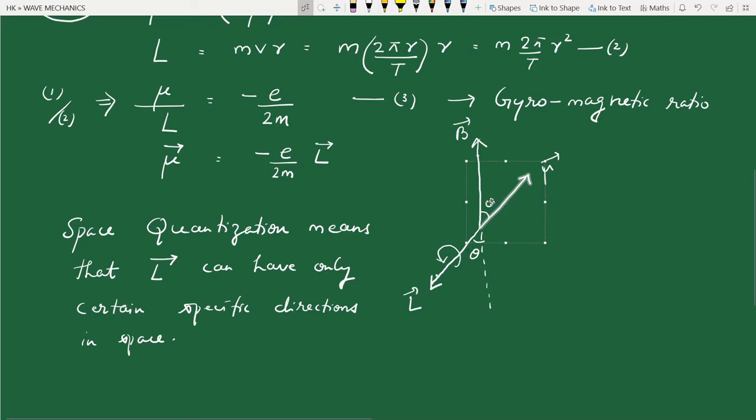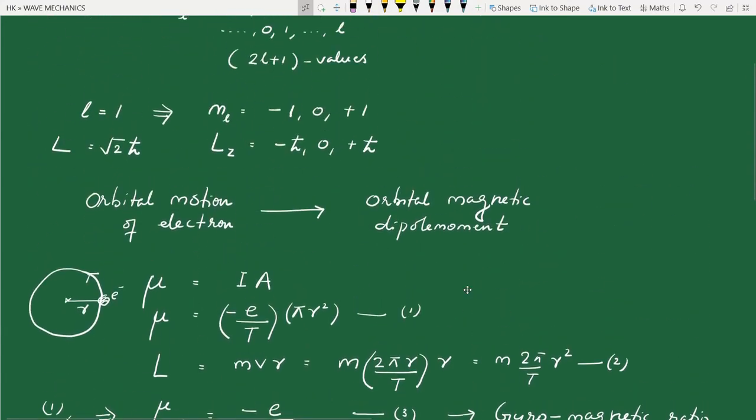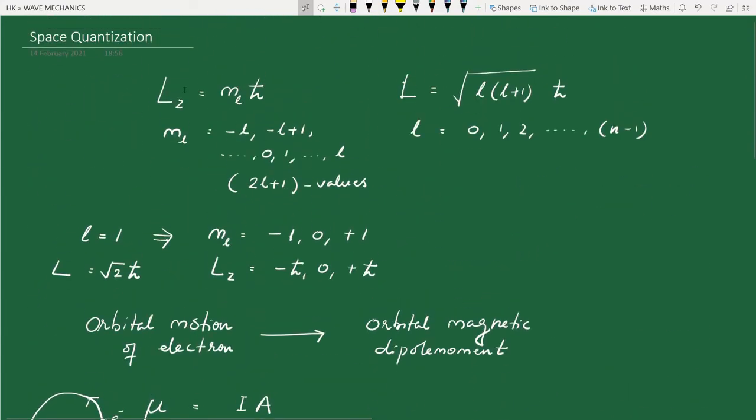Then if the dipole moment is oriented with respect to the field direction, equivalently we can say that orbital angular momentum is oriented with respect to the field direction, and this orientation, this angle theta, can have only certain specific values. In other words, the z component of orbital angular momentum can have only certain specific values. What are these values? These values are given by this equation: Lz is equal to ml h cross.